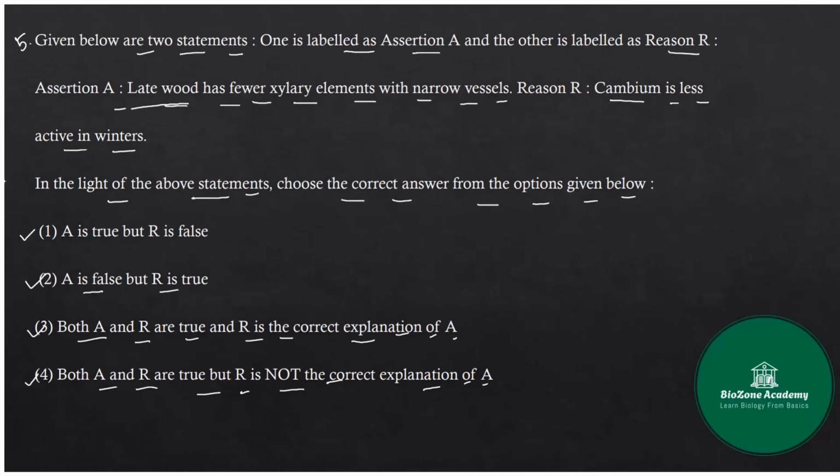Assertion: late wood has fewer xylary elements with narrow vessels, and the reason is cambium is less active in winter. So the correct answer is option number 3. Both assertion and reason are true and reason is the correct explanation of assertion.